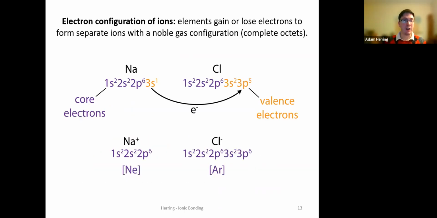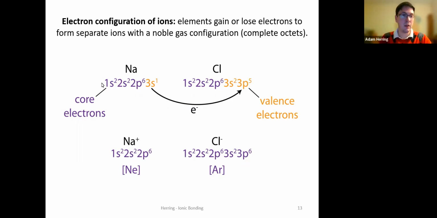Now, if you have an ion, as we talked about earlier, ions either gain or lose electrons. The reason this happens is because elements prefer to have a noble gas electron configuration. This is called the octet rule. So the octet rule describes how elements will either gain or lose electrons in order to have the same electron configuration as a noble gas.